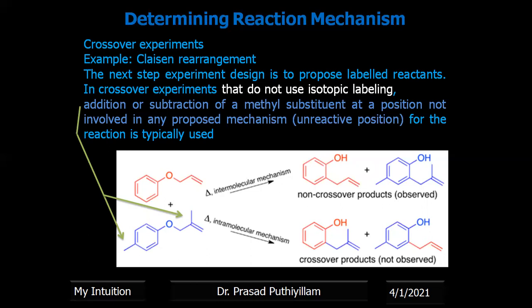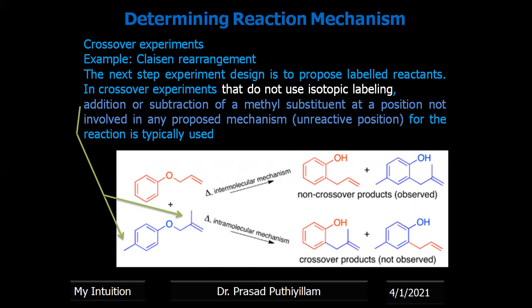So here are the two unreactive positions on the Claisen rearrangement, which we just saw in the previous slide, for the intermolecular rearrangement or intramolecular rearrangement. This particular carbon, or this particular position of the benzene ring, is not participating in either mechanism, whether it is intermolecular or intramolecular. Therefore, a methyl group is attached to the positions which are unreactive, and that reagent is mixed with the regular reagent and the final product is analyzed.